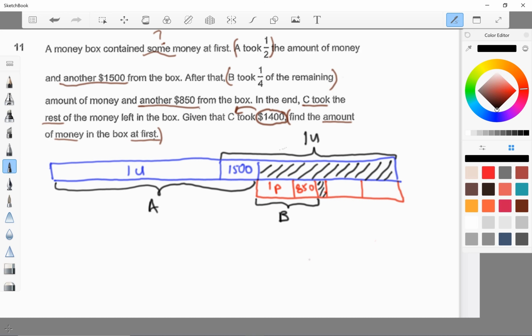And they informed us that there is $1,400 left that was taken by C. So we have 1 part here, another 1 part, and we know that eventually C took 1,400. So C's amount is 1,400.